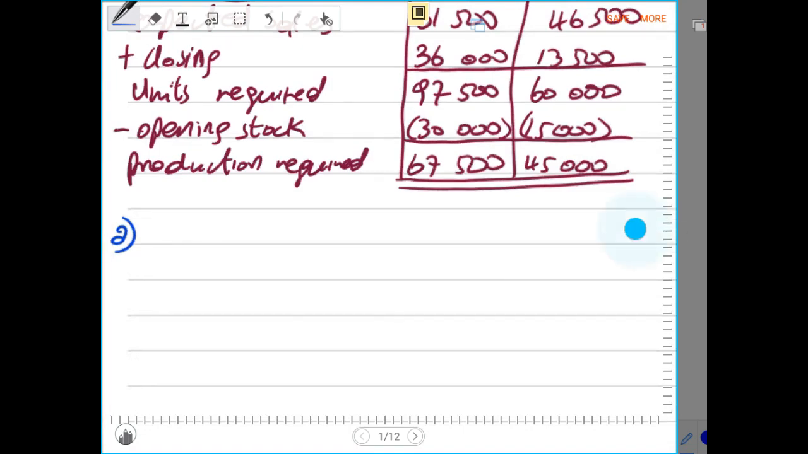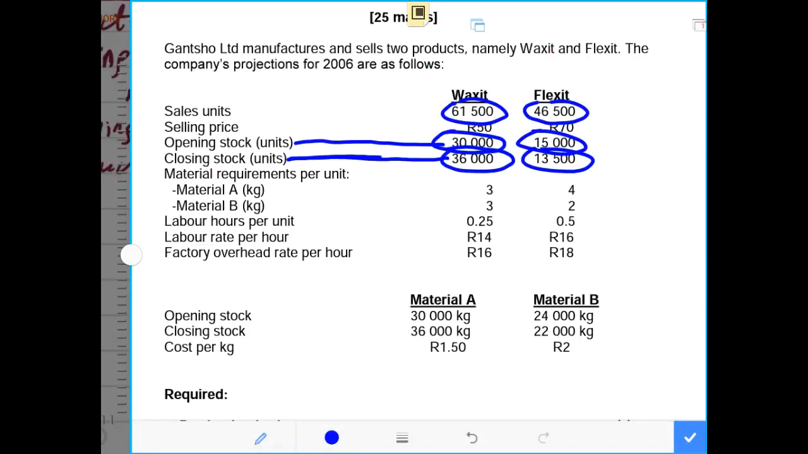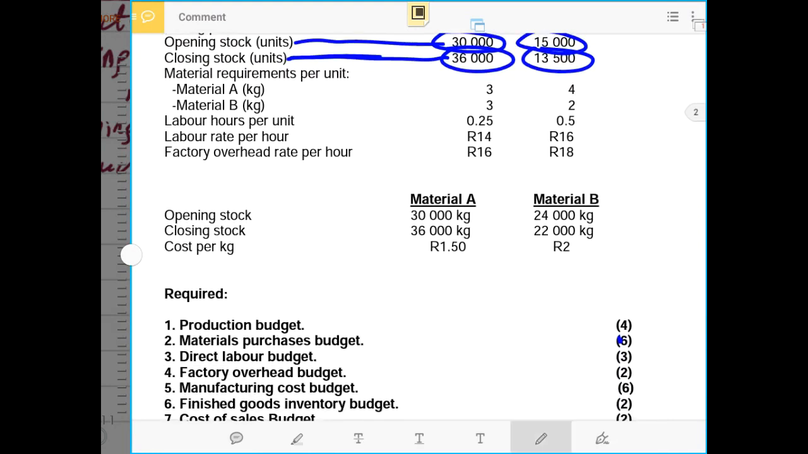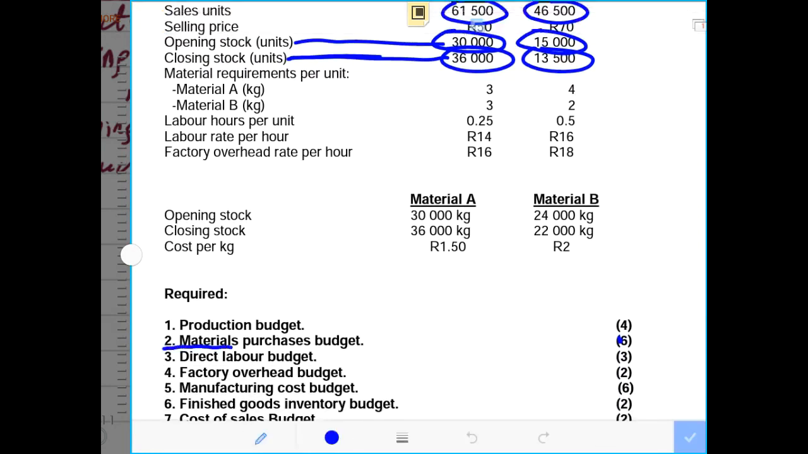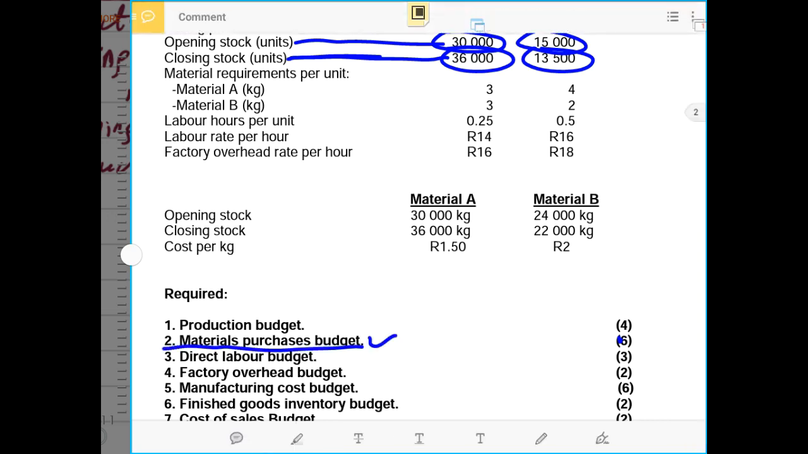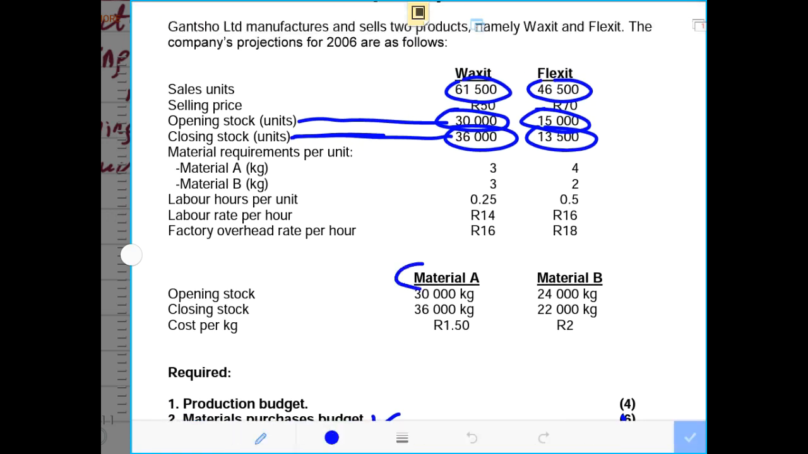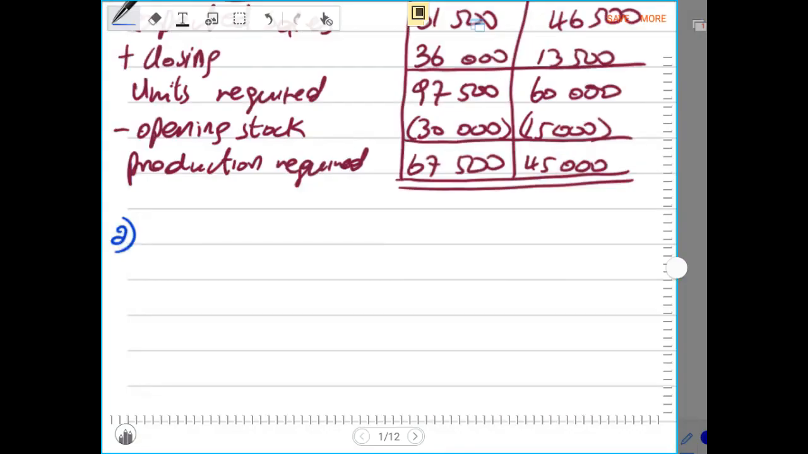The second budget is the material purchases budget, where we are focusing on the kgs of material that need to be purchased. Remember, we have two types of material, material A and material B. So now we want to know how many kgs of material A and how many kgs of material B must be purchased in order for us to produce the units that are required for production.